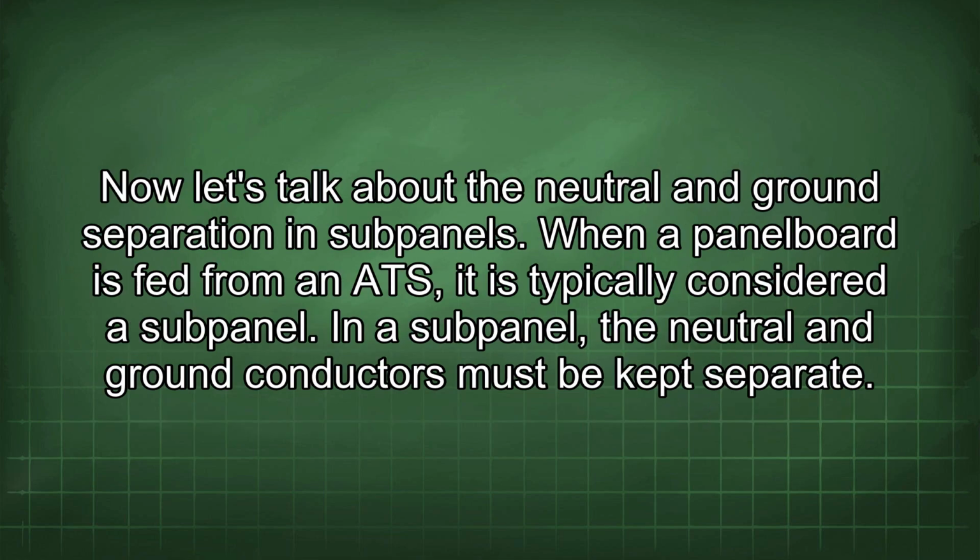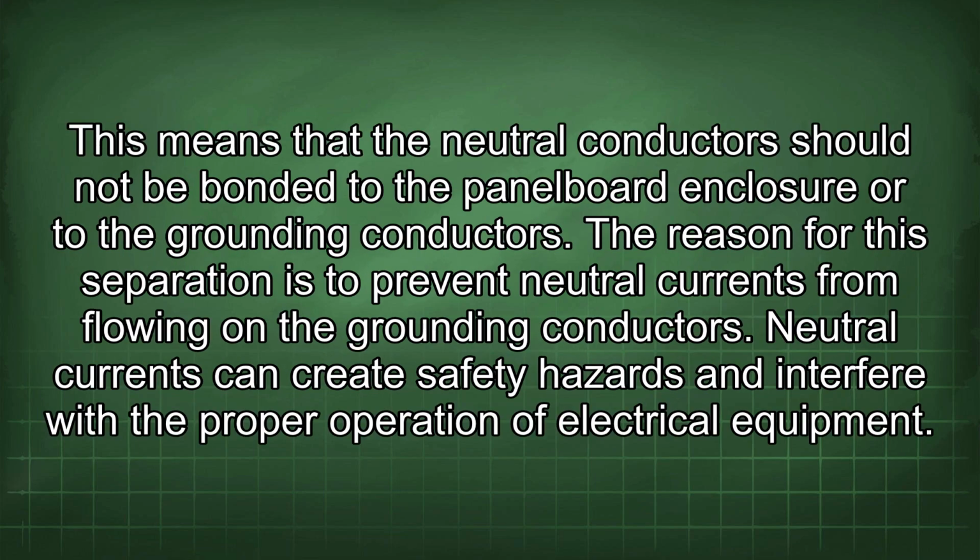Now let's talk about the neutral and ground separation in subpanels. When a panel board is fed from an ATS, it is typically considered a subpanel. In a subpanel, the neutral and ground conductors must be kept separate. This means that the neutral conductors should not be bonded to the panel board enclosure or to the grounding conductors. The reason for this separation is to prevent neutral currents from flowing on the grounding conductors. Neutral currents can create safety hazards and interfere with the proper operation of electrical equipment.